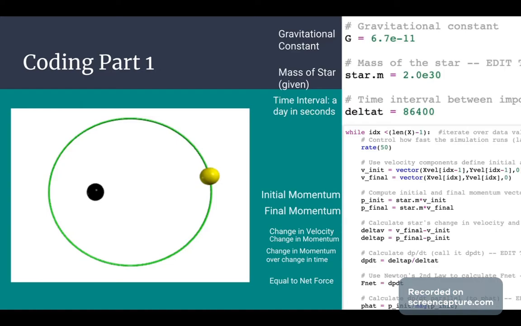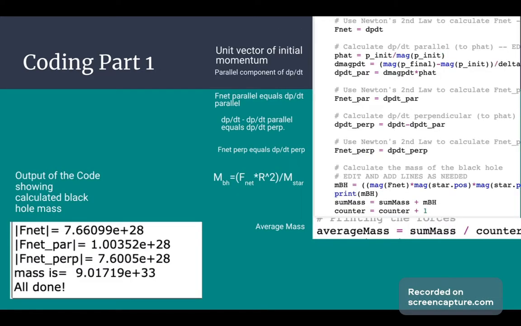Then the net force was given as the change in momentum divided by the change in time. The parallel component of the net force is given by the change in magnitude of momentum over the change in time times the unit vector of momentum. The perpendicular component of net force is equal to the magnitude of momentum times the change in the unit vector of momentum over the change in time, or net force minus the parallel component.